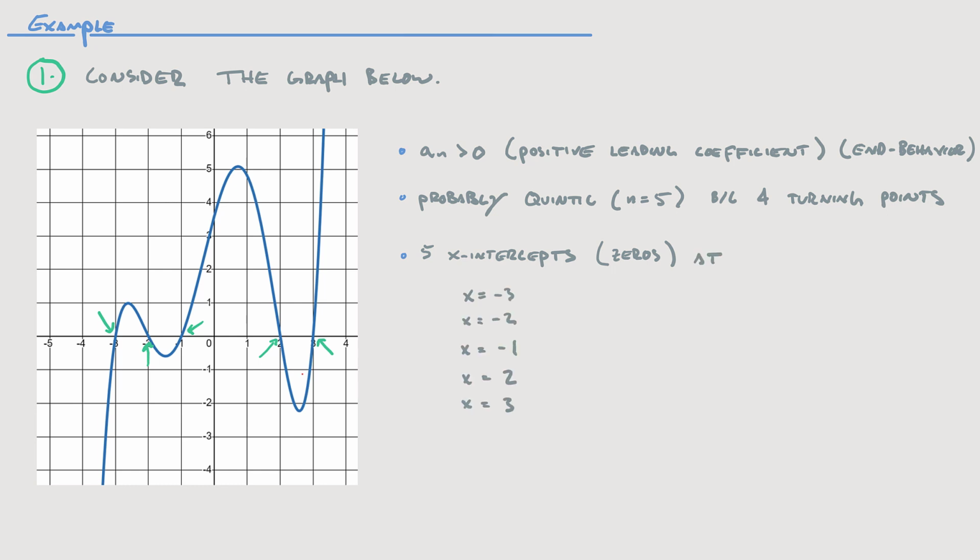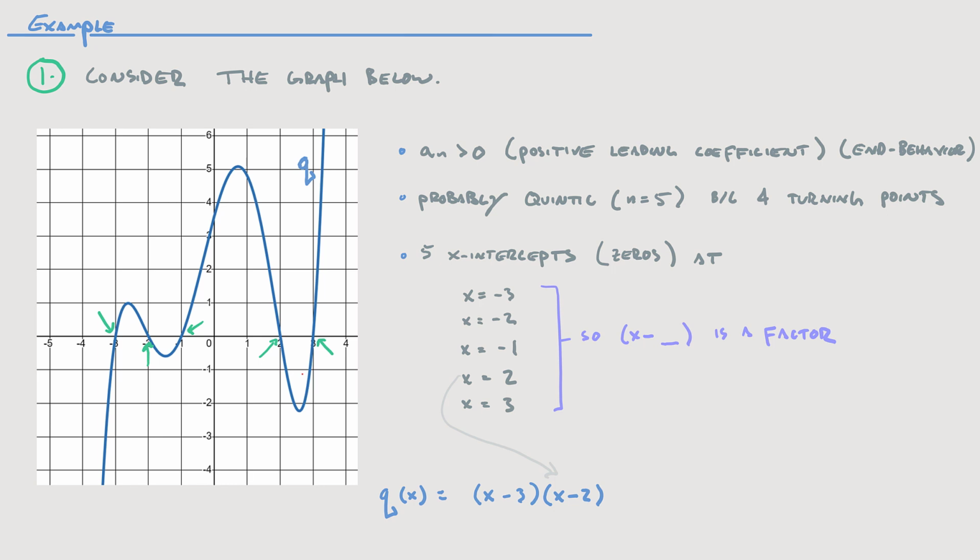Here are the x-intercepts. The x-intercepts are at negative 3, negative 2, negative 1, 2, and 3. What that means by the factor theorem is that x minus these values represent factors for this graph. So we're going to call this function q of x, and I'm going to show you the factored form of what this thing is. We'll start from the bottom. Since x is equal to 3 is a 0, that means x minus 3 is a factor, just by the factor theorem.